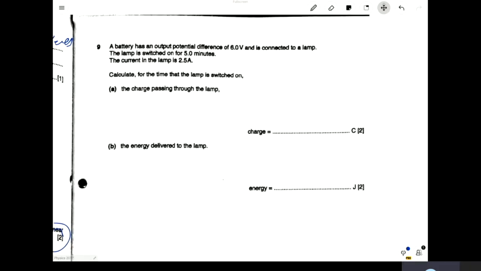Okay, find the charge passing through the lens. Formula for charge: Q equal to IT. So where's I? 2.5. Where's T? It's 5 minutes. So 2.5 times 5 times 60. 750 coulomb.